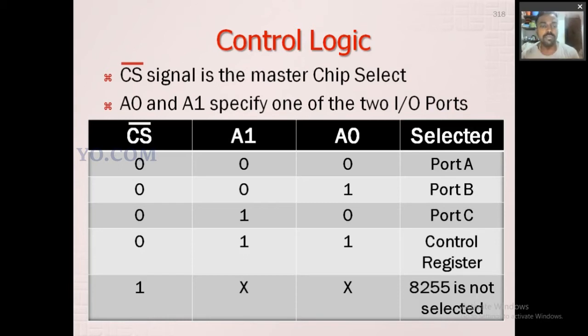A0 and A1 specify one of the IO ports, so they are used to indicate the IO port. A1 A0 equal to 00 means port A is selected, 01 means port B is selected, 10 means port C is selected, and 11 means the control word register is selected. If you select the control word register, we can program the 8255 by using it. If CS is equal to 1, the 8255 is not selected, completely disabled. Okay, so that is the chip select logic.